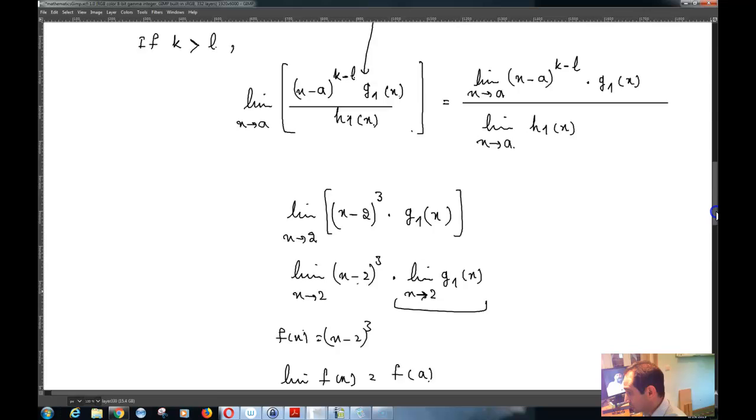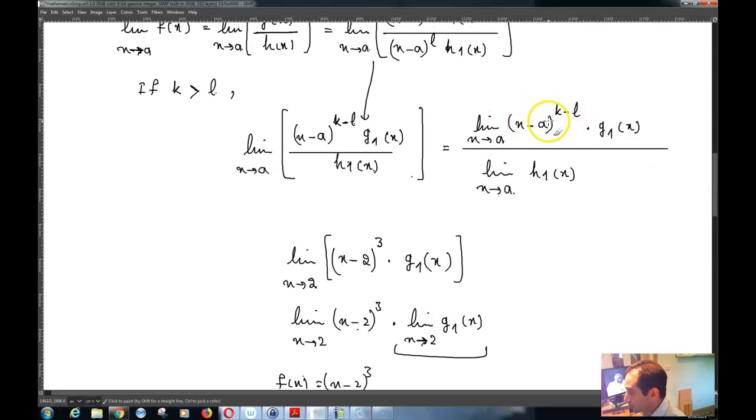So what that means is that this part over here is equal to 0. So this whole numerator becomes 0. So this becomes 0 divided by the limit of h1(x) as x tends to a, which is equal to 0. So that means that if k is greater than L, then your limit becomes 0.